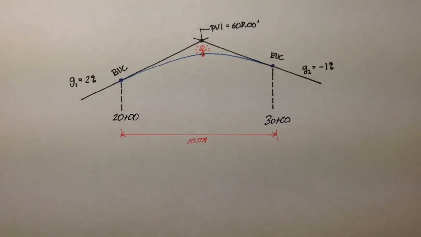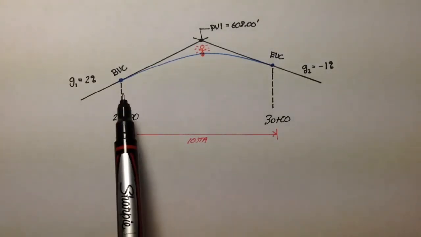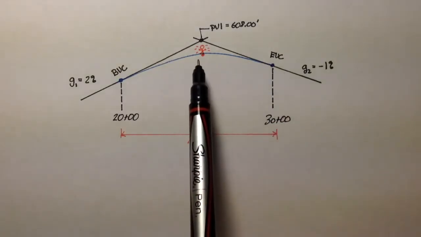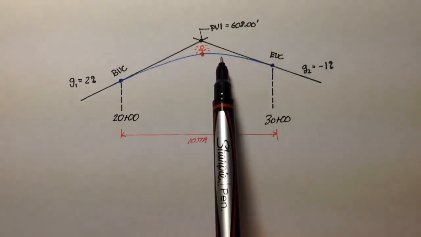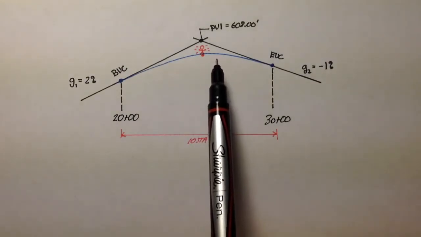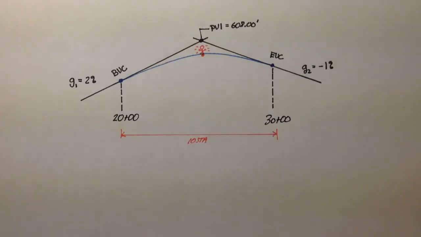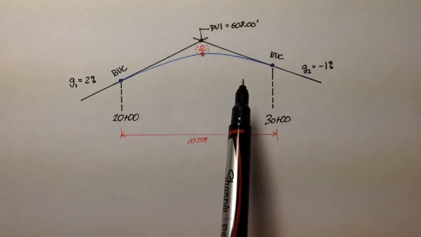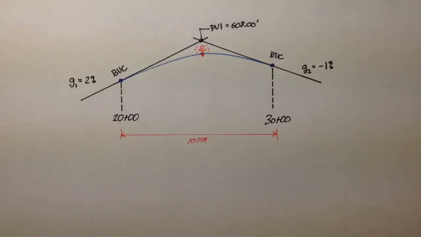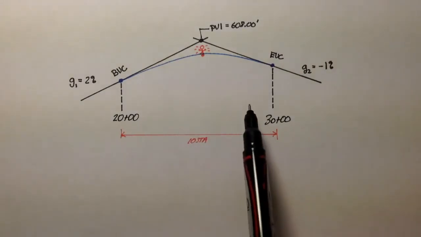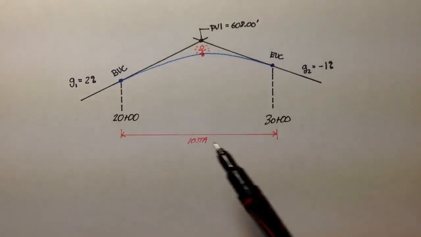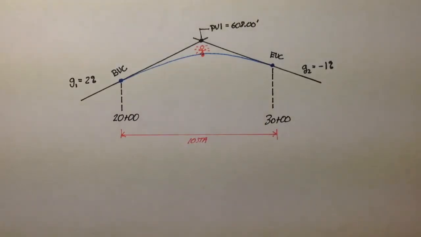The third thing we want to find out is where the highest point on this curve is located, and the last thing is the elevation of that highest point. So we need the elevations of BVC, EVC, the point at the PVI, and the highest point on this curve. If you remember, in most vertical curves the highest point doesn't occur at the middle of the curve. In other words, the highest point is not always at the PVI. In this case, this is a crest curve, so we have a high point. If we had a sag curve, we'd have a low point.